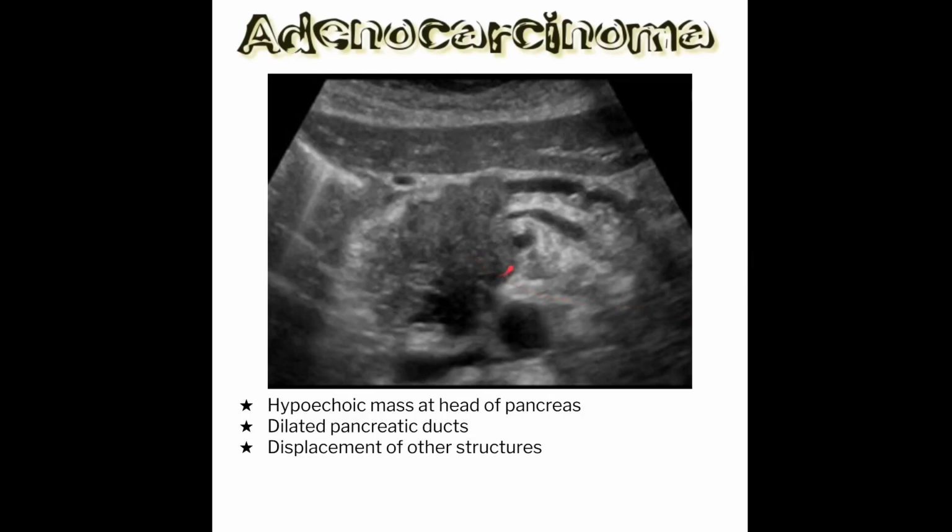So in our example here, we have the adenocarcinoma, an irregular hypoechoic mass in the pancreatic head. We have the rest of the pancreas body down here. We have a dilated pancreatic duct visible here.